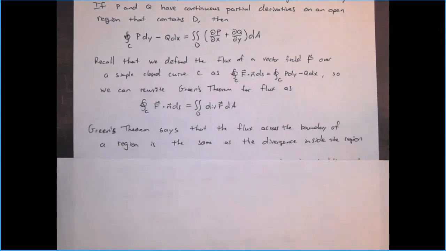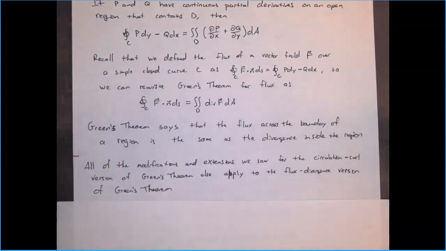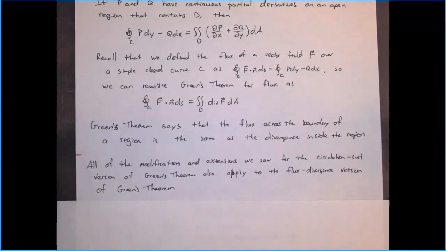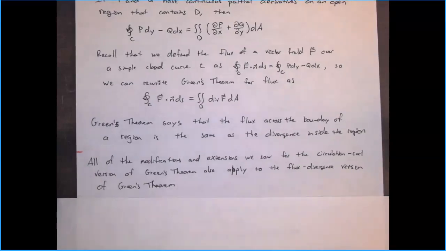Now, all of the extensions that we've talked about for the first version of Green's theorem work for this version as well. In other words, if you need to switch to polar coordinates, you can switch to polar coordinates. If you have a closed curve that has a negative orientation, you can still use this. You just have to change the sign of your double integral. So it's not equal to this double integral anymore. It's equal to the negative version of the double integral. And it's like the example we did in the last video.